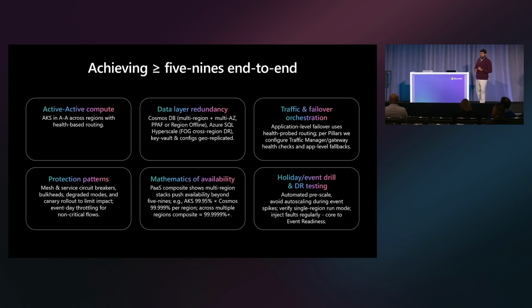All right, so now, how are we tying all these things together? How do we achieve 5 nines end-to-end? Active computes in AKS, data layer redundancy with CosmosDB, failover groups in Azure SQL, readiness-driven traffic orchestration, and also protection patterns like circuit breakers, bulkheads. And by doing all these things, the math just simply works. If we combine multiple 9 services across multiple regions, the composite availabilities easily go beyond 5 nines. And all these are good.